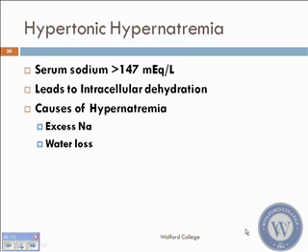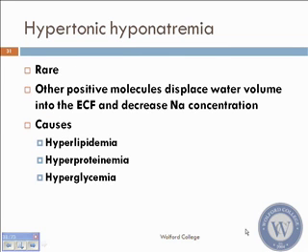Hypertonic hypernatremia can also be seen where serum sodium reaches as high as 147 milligrams per liter. It leads to a significant intracellular dehydration. And usually the cause of this is excessive sodium intake or excessive water loss. The hypertonic hyponatremia is rare. It usually indicates other positive molecules, like the poisons I was telling you about, that can occur. It displaces water volume into the extracellular space, and it basically decreases the sodium concentration.